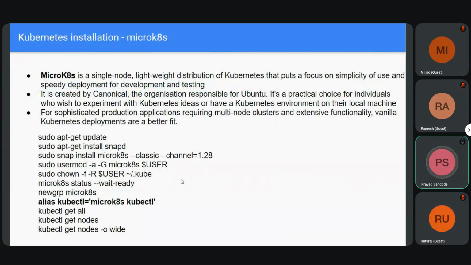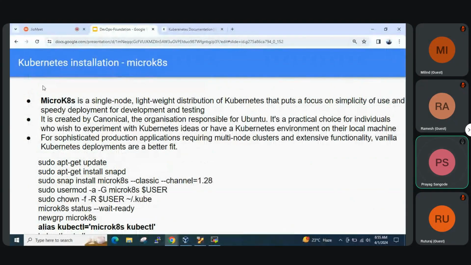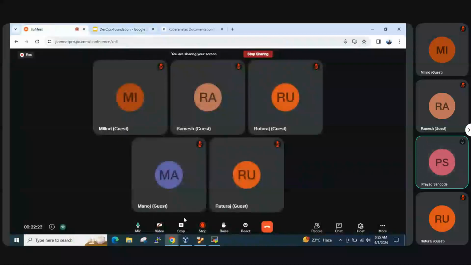Okay, so now we will start the installation part of MicroK8s. But before starting the MicroK8s installation, if you have any questions, let me know.